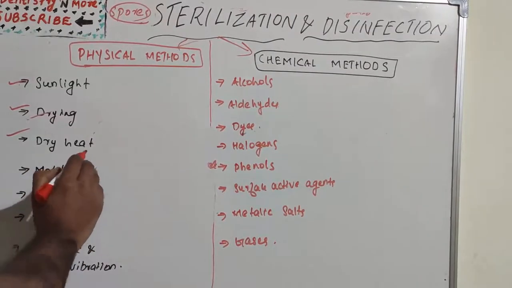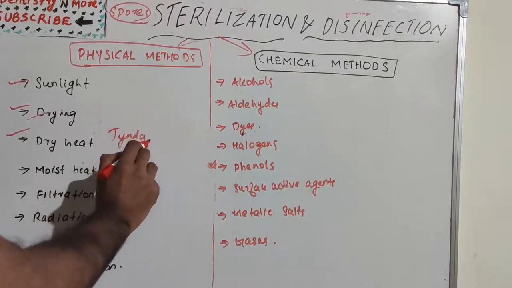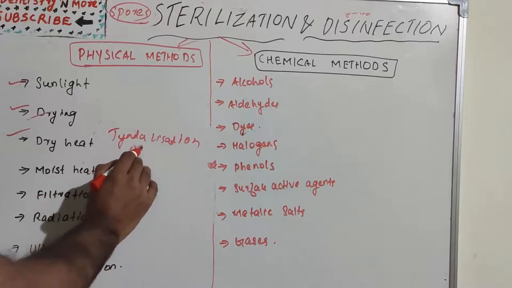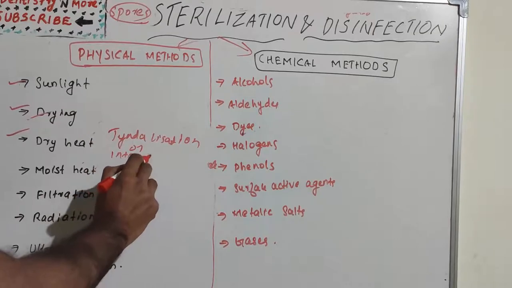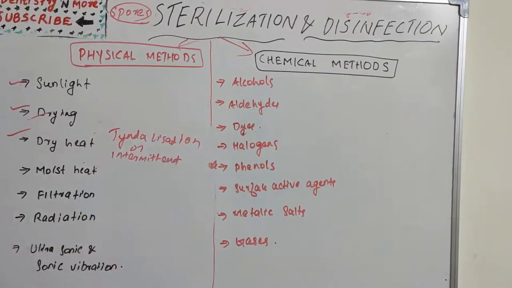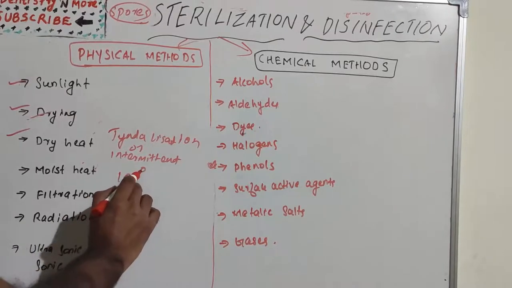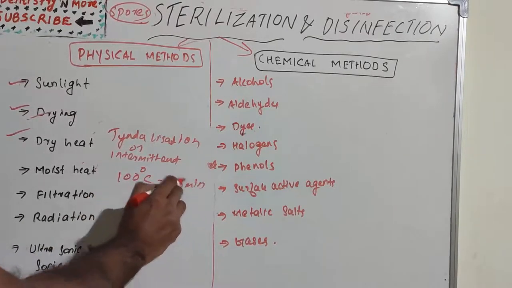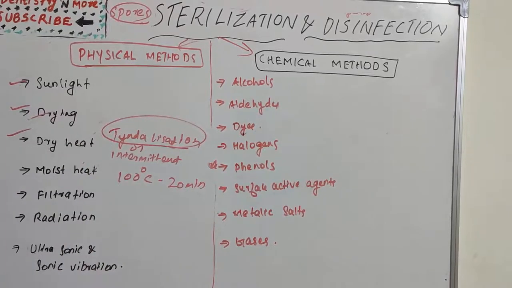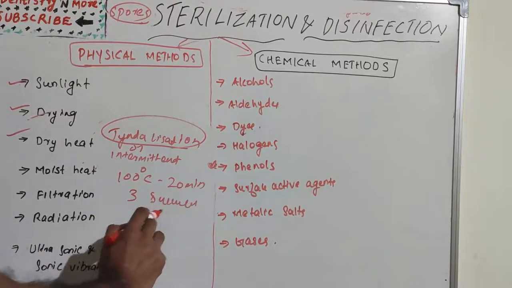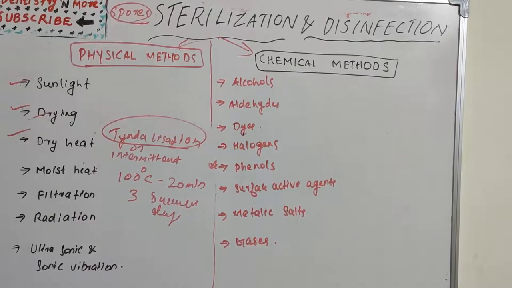Now we have tyndallization, or intermittent sterilization. So this is used for media containing sugar or gelatin. Exposure of 100 degrees for 20 minutes. Okay, this is tyndallization. 100 degrees for 20 minutes on 3 successive days. So 20 minutes, 100 degrees Celsius for 3 successive days.